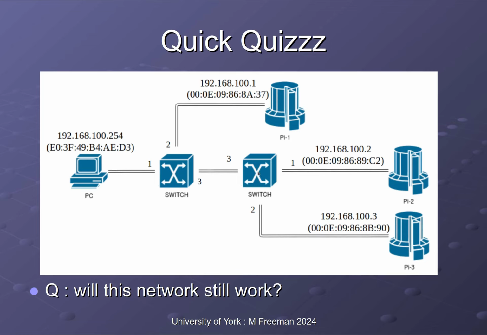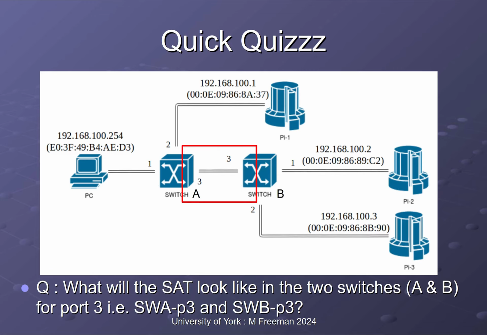So now, will this network still work? Are these hosts on the same broadcast domain? When we place our ARP packet onto the network, will all these machines receive that ARP request? Will they respond to those ARP packets? And how will they respond? In particular, what about this connection here?